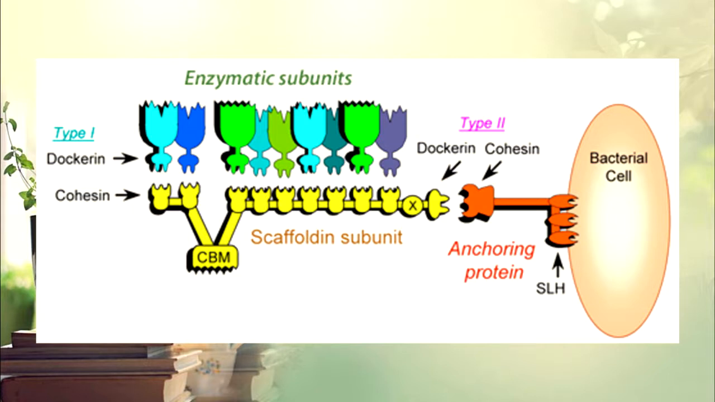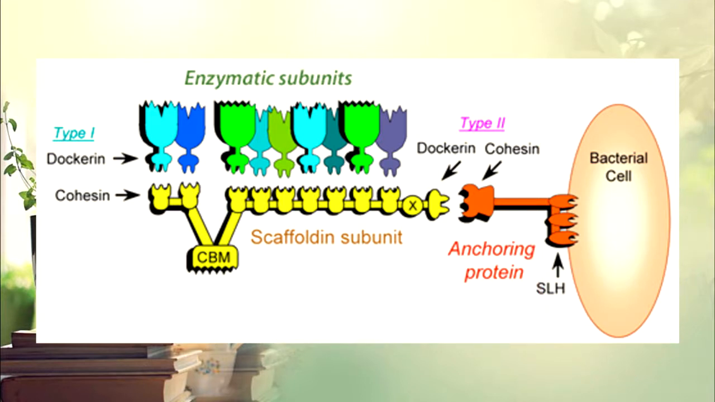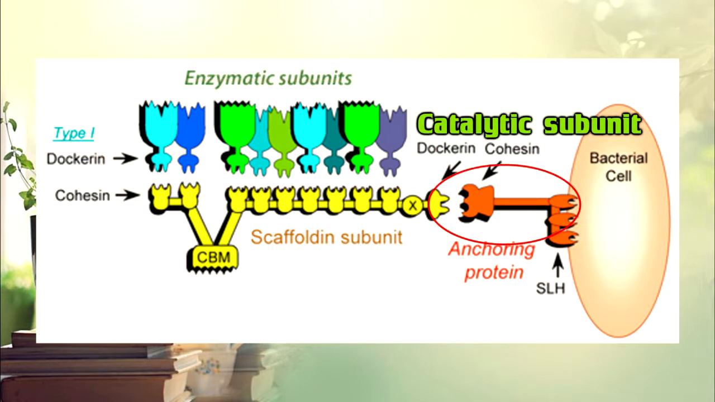Next, let's talk about cohesin modules. Cohesin modules are the major building block within the scaffolding. They bind strongly to the dockerin module borne by each cellulosomal enzyme. They also help in organizing the cellulolytic subunits into a multi-enzyme complex. Apart from that, another major component of the cellulosome, which is the dockerin module, helps in anchoring the catalytic enzyme to the scaffolding. Lastly, the catalytic subunit contains dockerin modules, which serve to incorporate catalytic modules into the cellulosome complex.